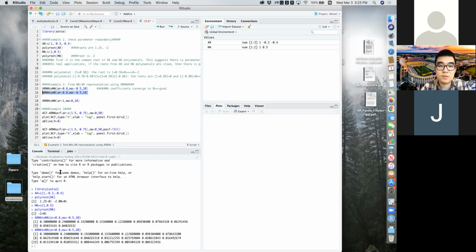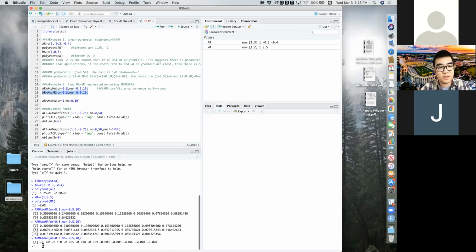Okay, and now let's check the AR part. And again, you can see the AR representation is also good. It also converges to 0, which means our model is invertible, which is good as well.